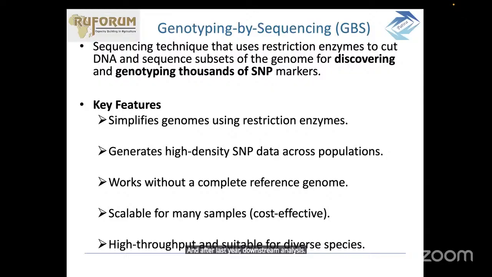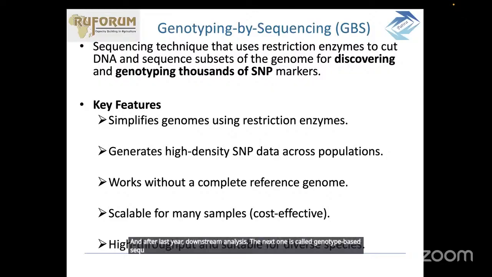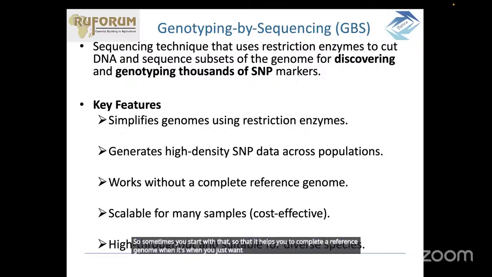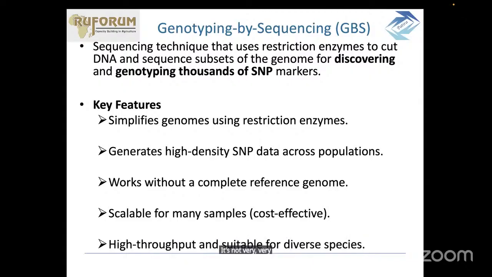The next one is called genotype-based sequencing, GBS. So with GBS, you don't use the whole genome. You use restriction enzyme to cut it into small chunks. Okay? So you're not using the whole genome, you're just using restriction enzyme. So it makes it a little bit easier and it's cheaper. You generate your SNPs. Sometimes you start with that so that it helps you to complete a reference genome when you just want to fill the gap. It's not very, very expensive. Okay?